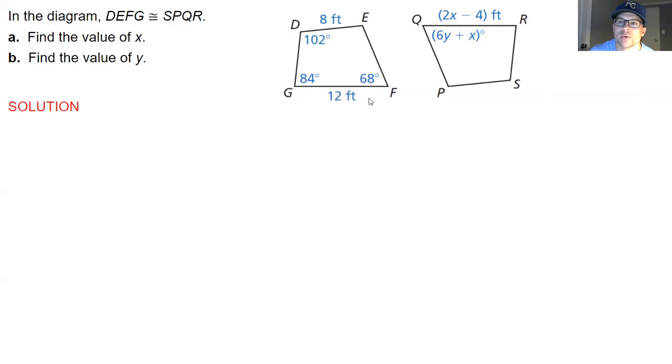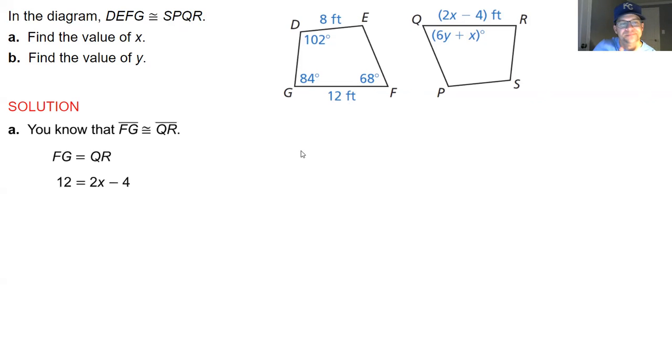So you're going to set up an equation that says 12 equals 2x minus 4, because you know that those two parts are congruent. And then you use simple algebra to get the x by itself. Add 4 to both sides to get 16, and then divide by 2 to get 8 for your value of x. Because now we need to use this x in order to help us find the value of y right here.